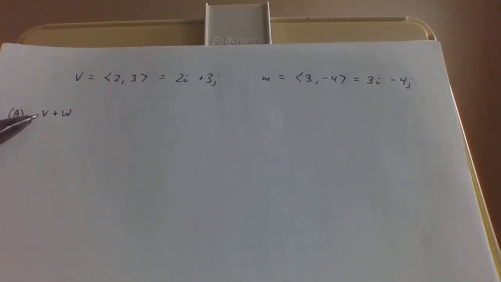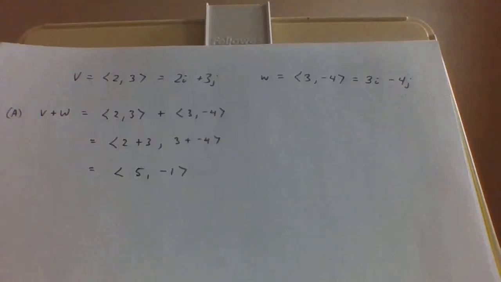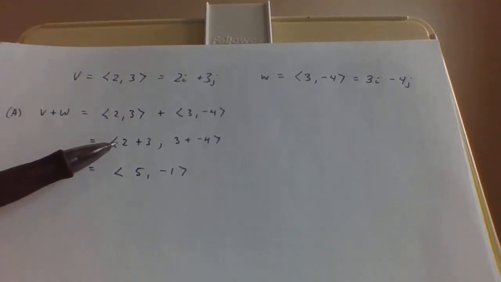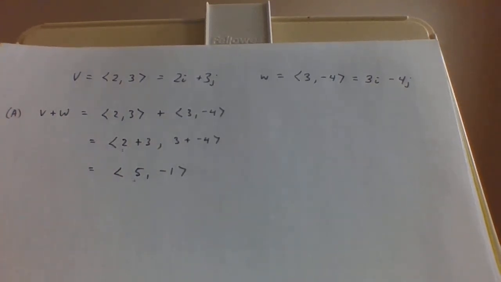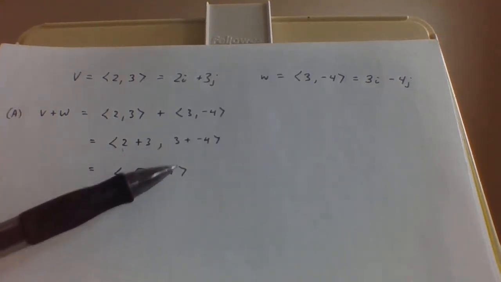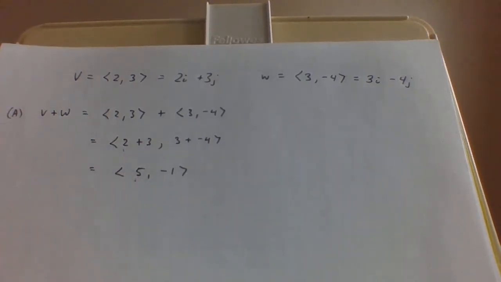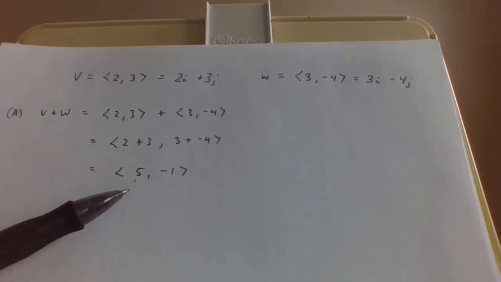Let's calculate v plus w. Remember that when we're adding vectors together, we're going to be adding the x components of our vectors, and we're going to be adding the y components of our vectors. When we add the x components together, we're going to add 2 plus 3 to give us 5. When we add the y components together, we have 3 plus a negative 4, and that gives us negative 1. So our vector v plus w is the vector (5, -1).